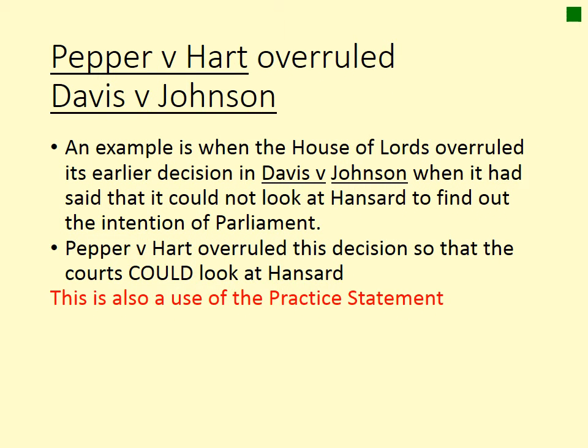So, Davis and Johnson was overruled by Pepper and Hart. In this example, the House of Lords overruled its earlier decision in Davis and Johnson, where it said that it couldn't look at Hansard to find out the intention of Parliament. The later case of Pepper and Hart overruled this, went against it, and said that they could look at Hansard. And this is also a use of the practice statement that we'll look at in a bit. Hansard is an accurate word-for-word description of what is discussed in Parliament.